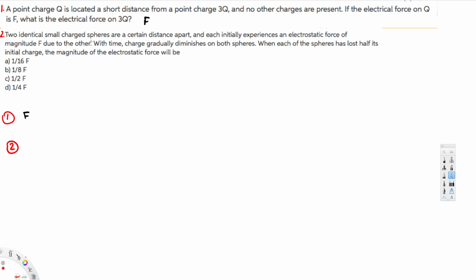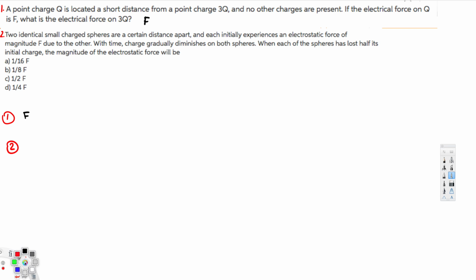Two identical small charged spheres are a certain distance apart, and each initially experiences an electrostatic force of magnitude F due to the other. With time, the charge gradually diminishes on both spheres. When each of the spheres has lost half of its initial charge, the magnitude of the electrostatic force will be what? So that's the question.